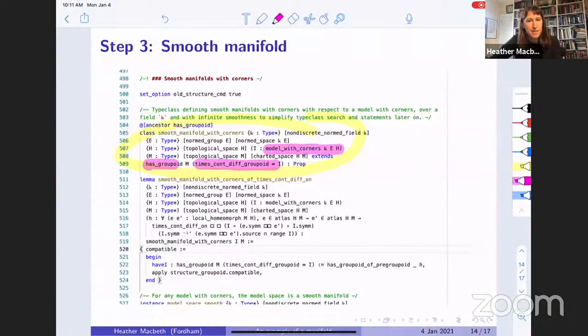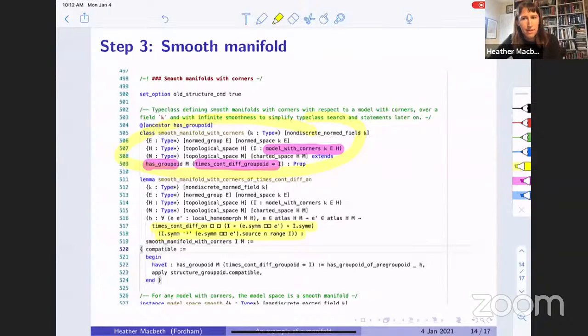But for our purposes, the main thing that we need is that as soon as you have this definition, the very first lemma is the fact that in order to verify that you are a smooth manifold with corners, it suffices to check that if you take any chart and compose it with the inverse of some other chart, then the result is ContDiff, which is Lean speak for smooth.